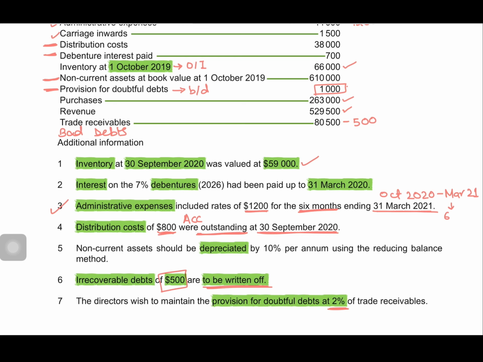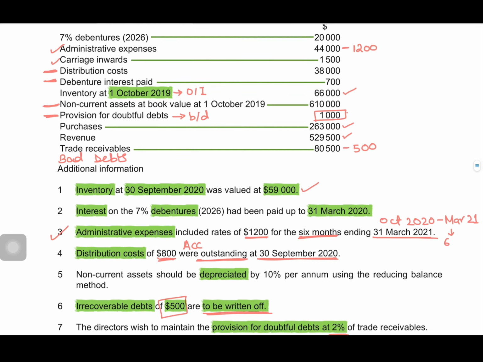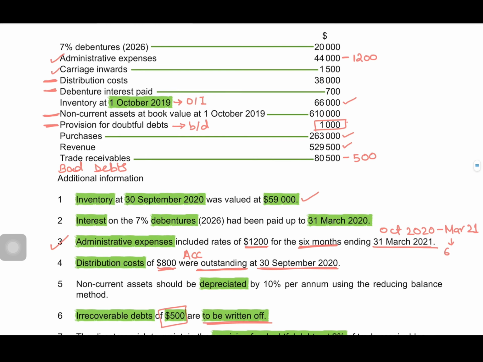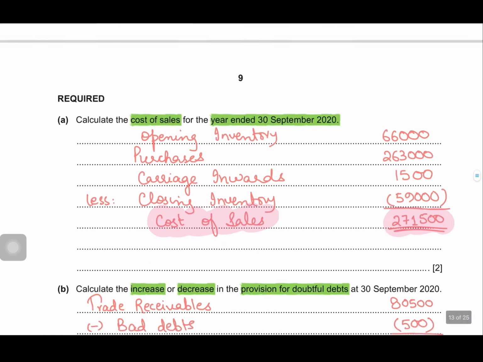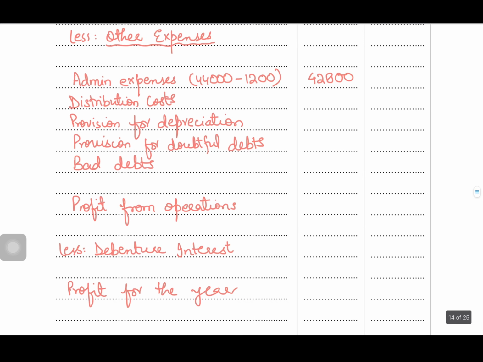But now, since they belong to the current year, that is why this 800 should be added to the 38,000 figure given to us for distribution cost, which is already paid. So, 800 should also be added in this figure. So, this means that our distribution cost, which will go in the income statement, will not be just 38,000, but 38,000 plus 800, and that would be 38,800.